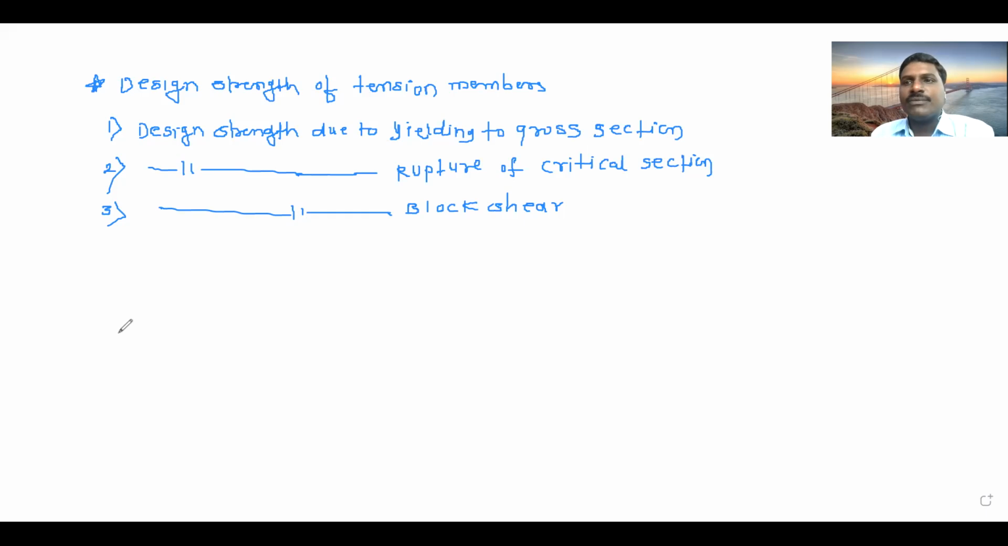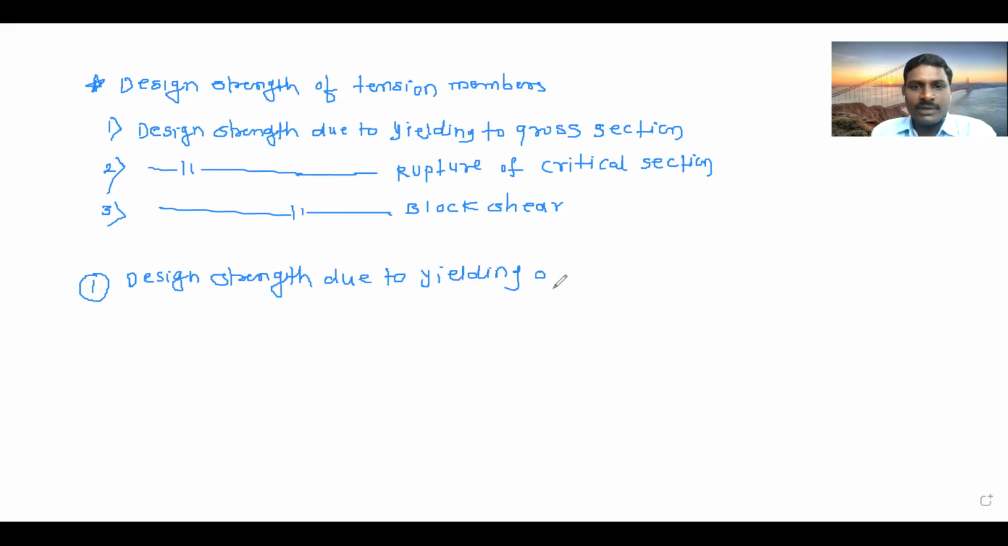So we will see one by one what the formula is for each, and how yielding, how rupture, and how block shear occur, with the figures also. So first design strength is design strength due to yielding of gross section.